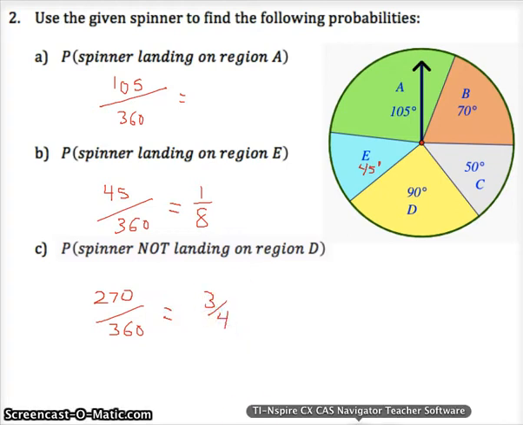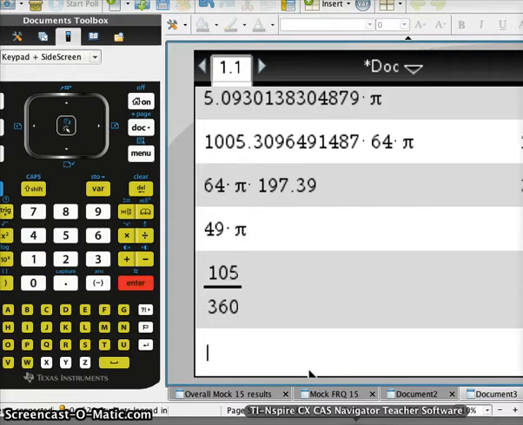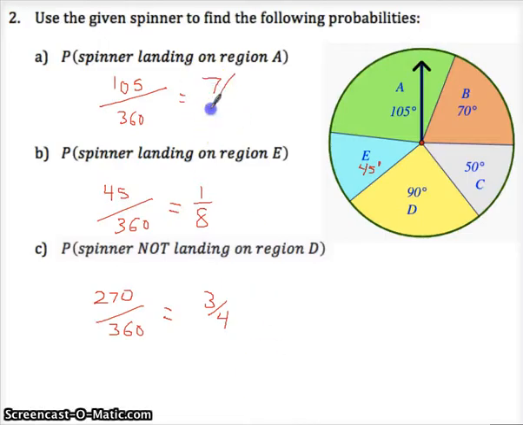105 out of 360. This is going to bug me. 105 out of 360, just as a fraction. You can't see that, but I can. All right, it's 7 out of 24. Okay. Sorry, just kind of bugged me a little bit there. All right.